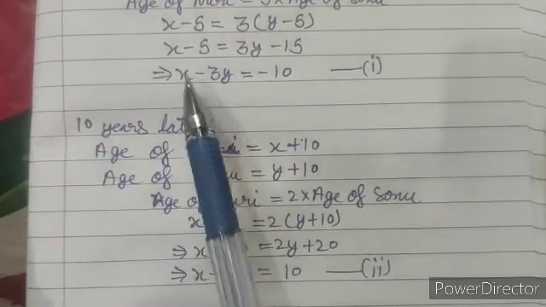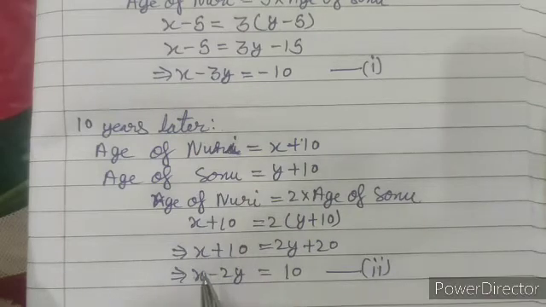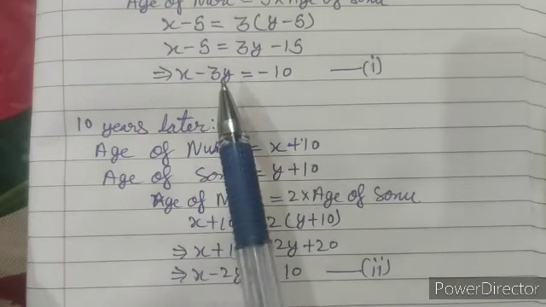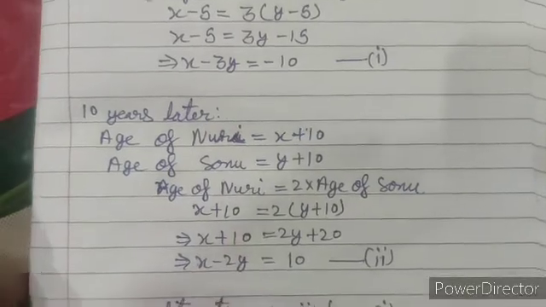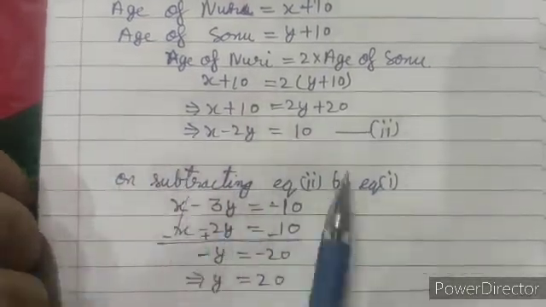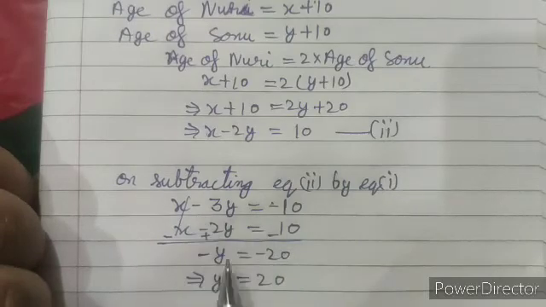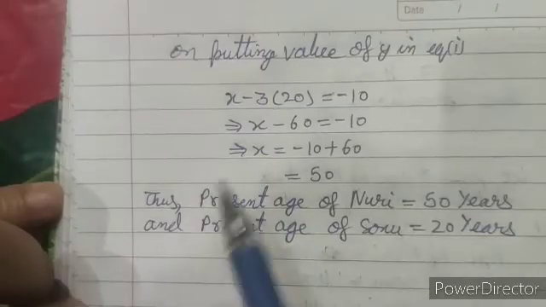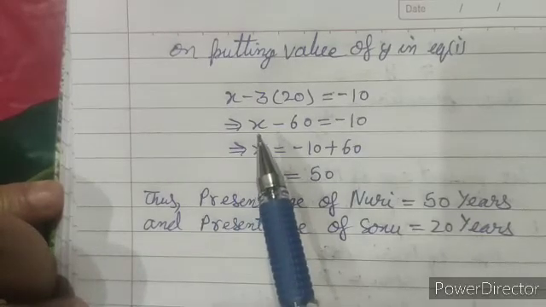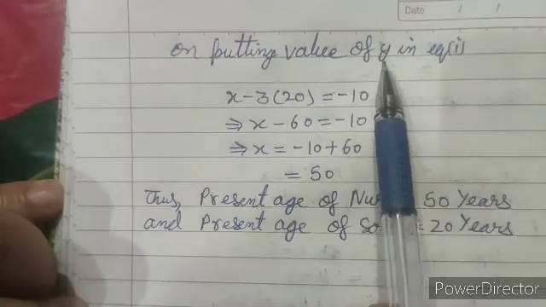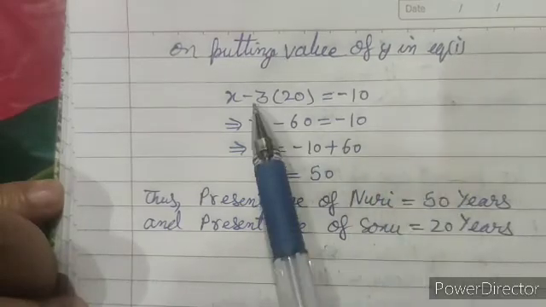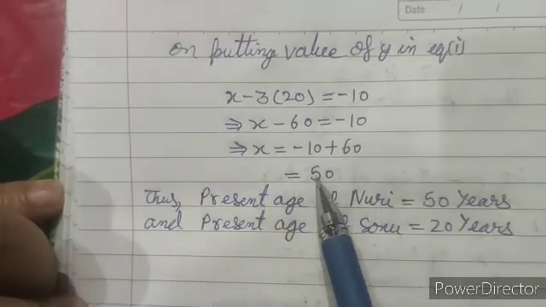Now here we are solving them by eliminating the variable x. Now we will subtract equation second from equation first. That will remove the variable x. Now on subtracting, we are getting y as 20. Now we can put the value of y in any one of the equation first or second to get the value of x. Here I am putting the value of y in equation first, and that is giving us the value of x as 50.